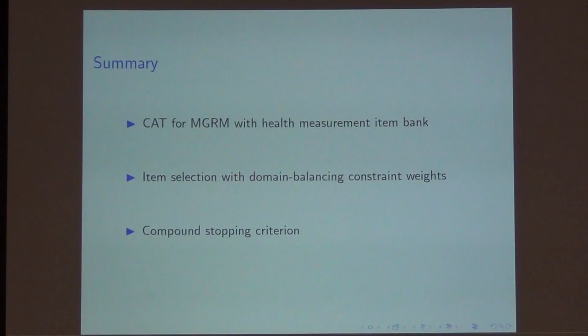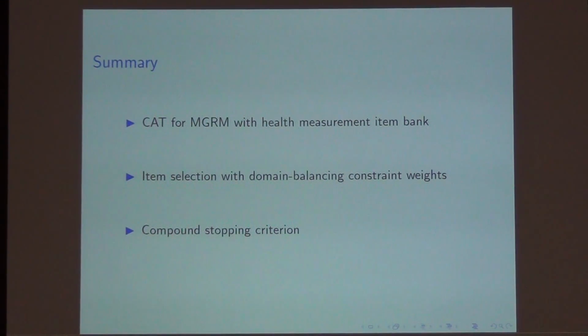So in summary, we are designing a CAT for a multi-dimensional graded response model with a real item bank for health measurement. We carefully applied a domain balancing item selection approach and a compound stopping criterion. The reason we are doing all this is to deal with the shortcomings in our item bank, like domain differences and lack of information at some point. So I guess life is easier if we have a perfect item bank, but that's not usually the reality. And sometimes the reality is more interesting.